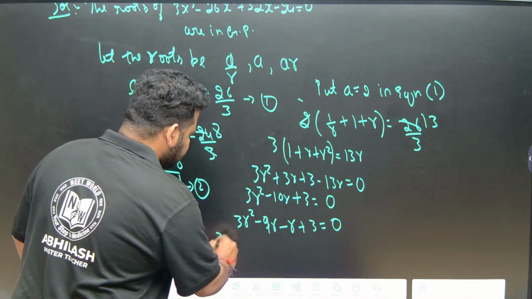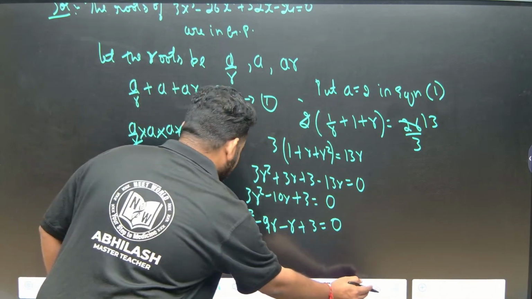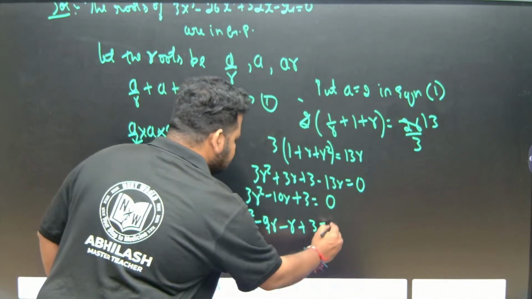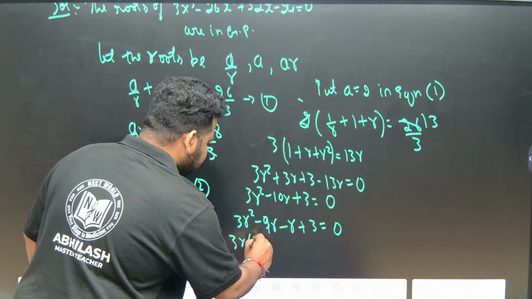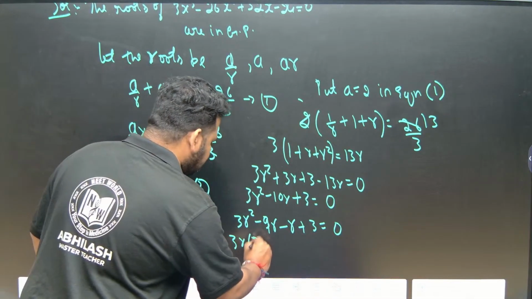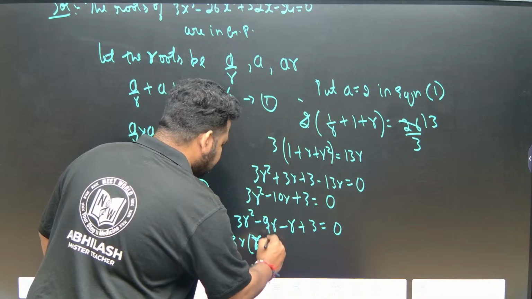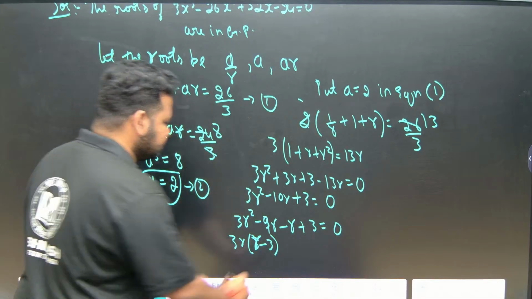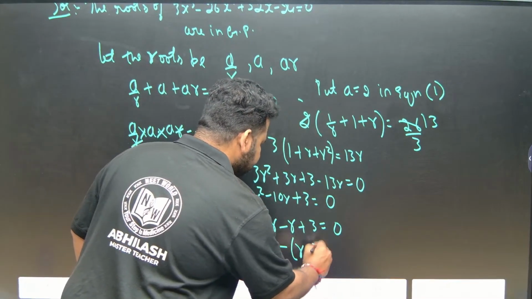Now what can I take common? From the first two terms I can take 3r common, so this will become 3r times (r minus 3). Minus, if I take common from the other two terms, this will become r minus 3 again, is equal to 0.